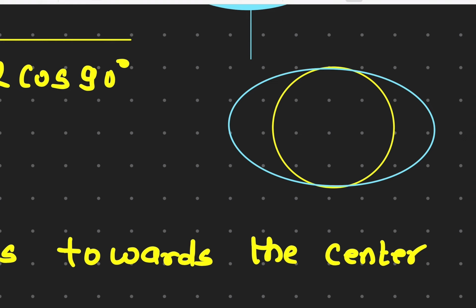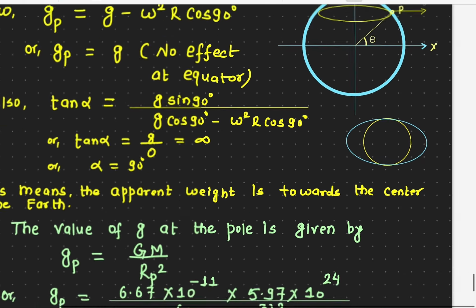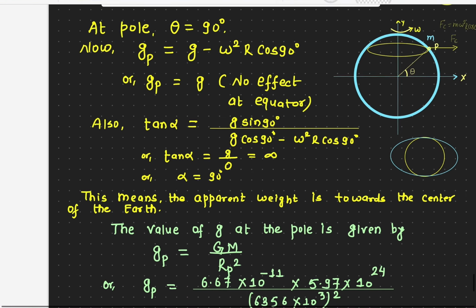In fact, it is true for any spinning object. Even the Moon's radius will be greater at the equator and slightly smaller at the pole. It doesn't matter, Jupiter too. Even if you have a spinning toy and you spin it fast enough, it will simply bulge out. So that is one point here.